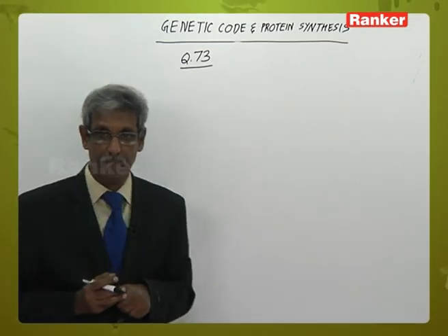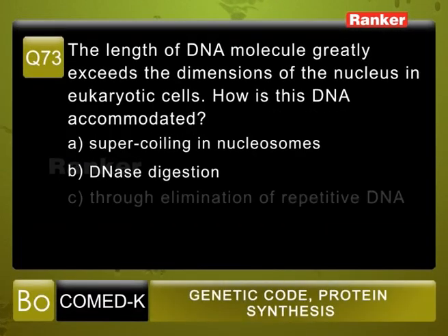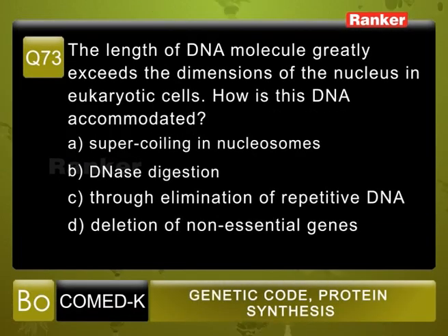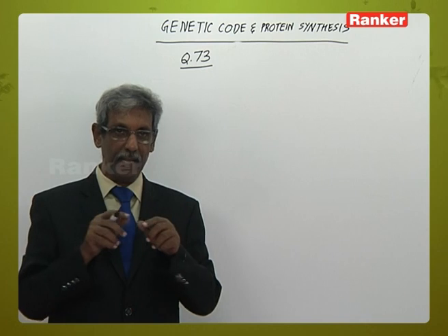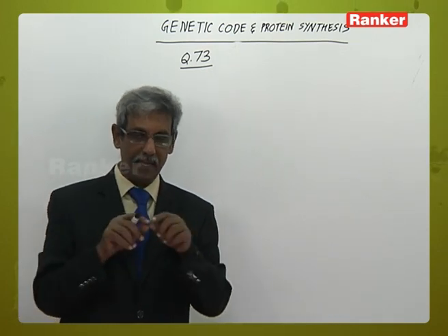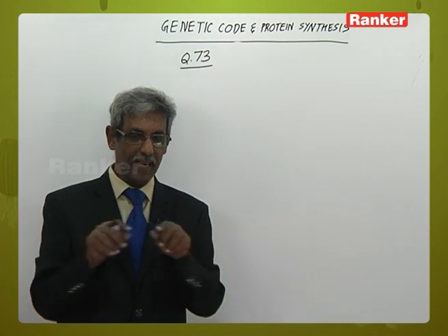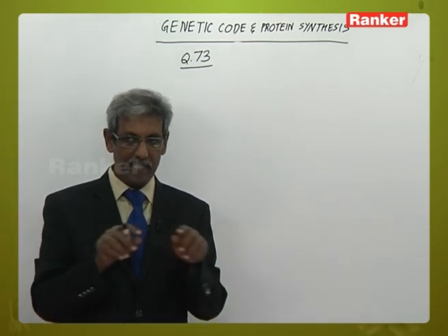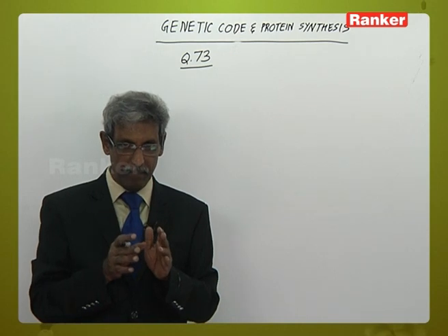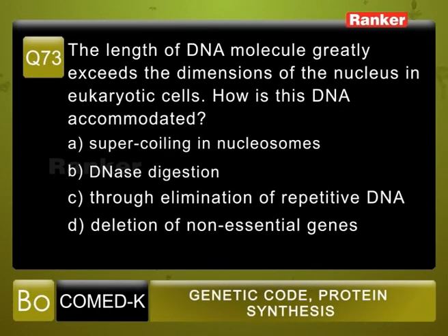Question number 73. The length of the DNA molecule greatly exceeds the dimensions of the nucleus in a eukaryotic cell. The DNA is just like a noodle and it can run to about 5 meters in length. How can such a big DNA get accommodated within a normal cell? A. supercoiling in nucleosomes, B. DNA digestion, C. through elimination of repetitive DNA, D. deletion of non-essential genes.